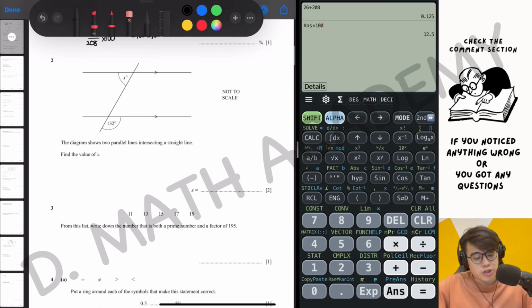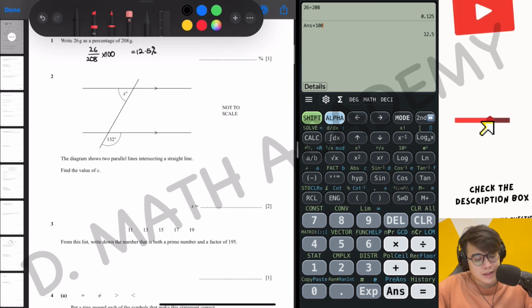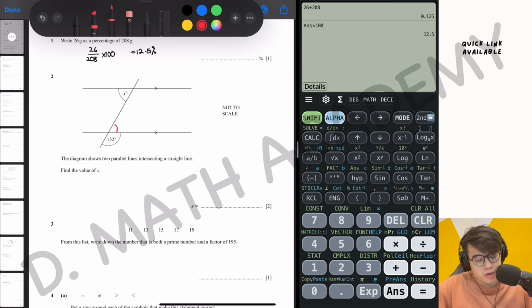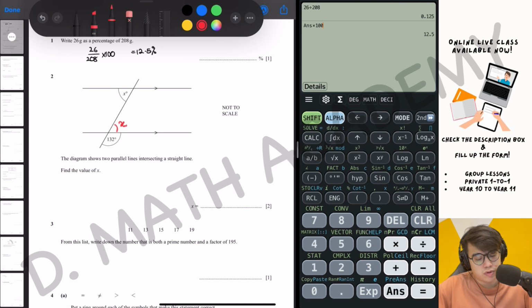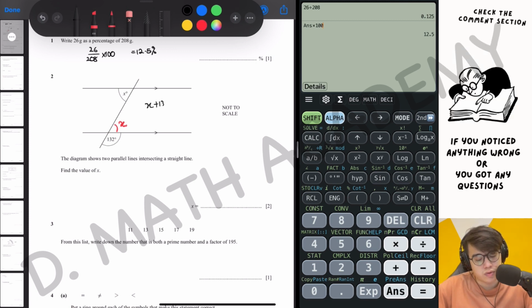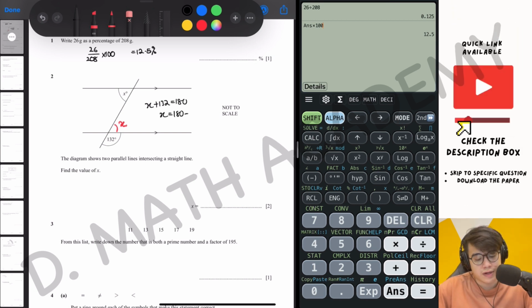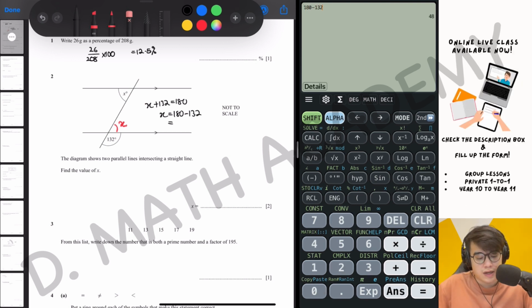Moving on to question 2. Alternate angles. So I know this part here is x as well. So I can come up with the conclusion x plus 132 equals 180 because it's a straight line. So x final result will be 180 minus 132. Then you get your final answer as 48 here.